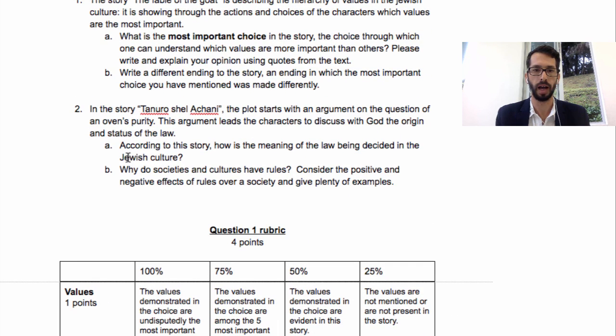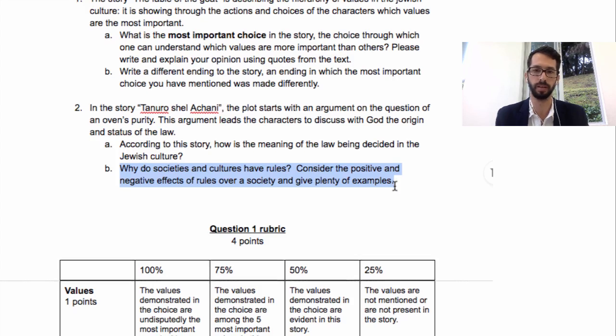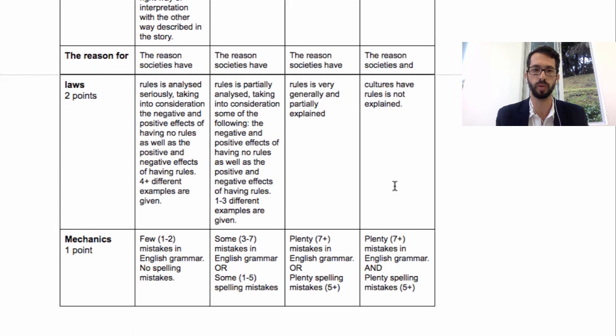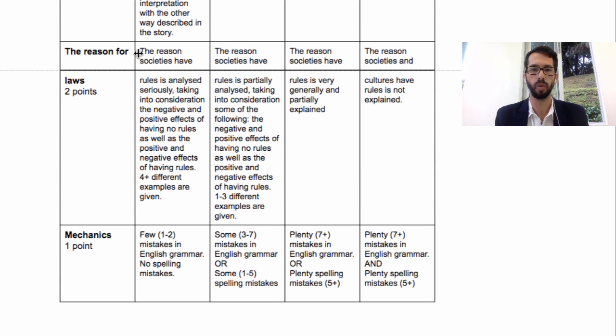Now, I also want you in the second question to please explain, in your opinion, why societies and cultures have rules. Please consider the positive and negative effects of rules over society. Give plenty of examples. There are positive and negative effects of rules, right? So I want to know the reasons for the laws, in your opinion. Please don't forget to give at least 4 different examples, to give reasons, positives, and negative effects of the rules. It's going to be in the 100% zone.